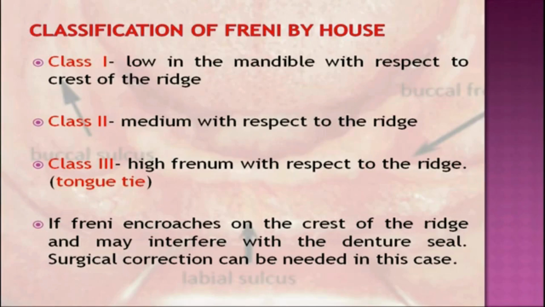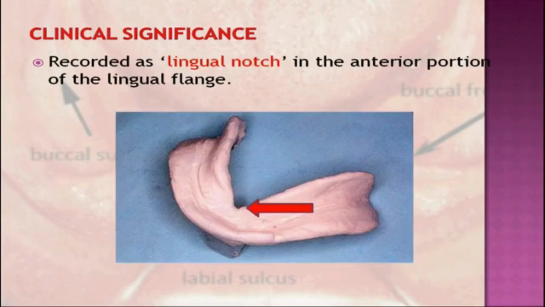In this case, the frenum encroaches on the crest of the ridge and may interfere with the denture seal. Surgical correction is needed in such cases. It is recorded as a lingual notch in the anterior portion of the lingual flange.